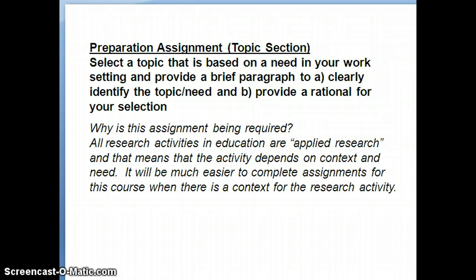The assignment's pretty simple. You select a topic that is based on a need in your work setting and provide a brief paragraph to clarify and identify the topic or need and provide a rationale for your selection.